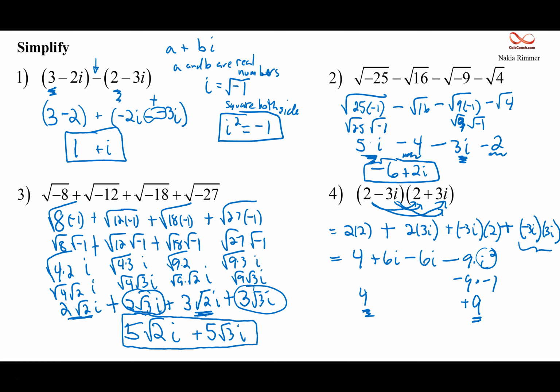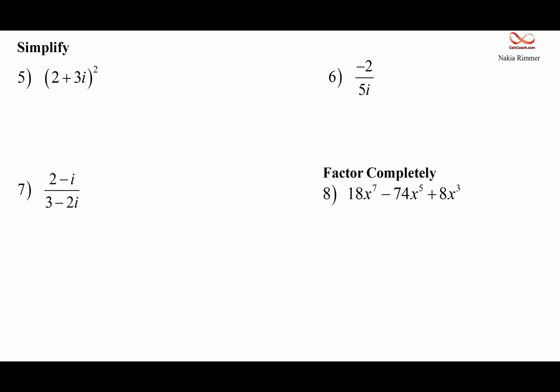Together with the 4, what we're going to have is 13. Why no imaginary part? Because they canceled out. 13 is the answer to that question. Okay. Doing great. Let's do 4 more.